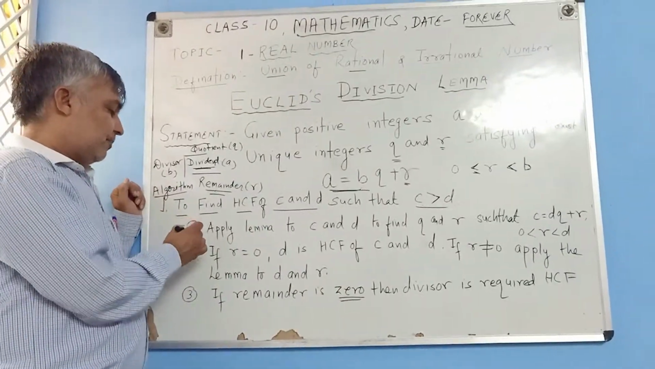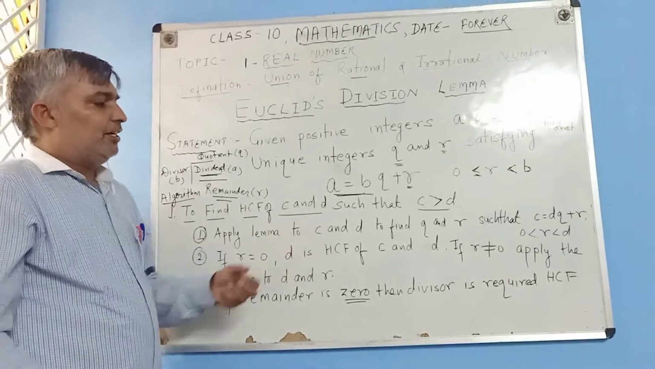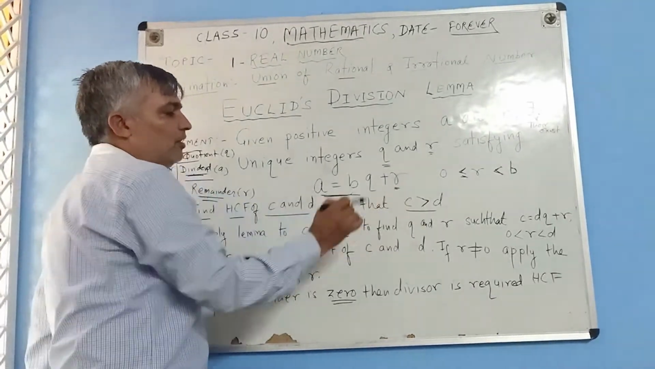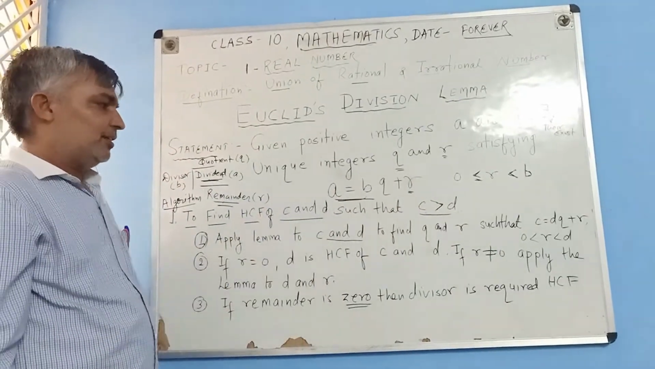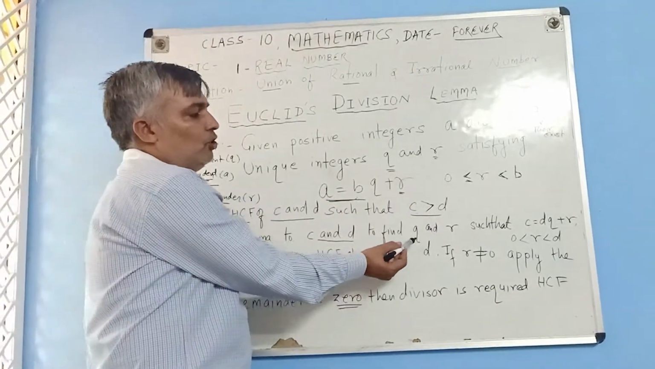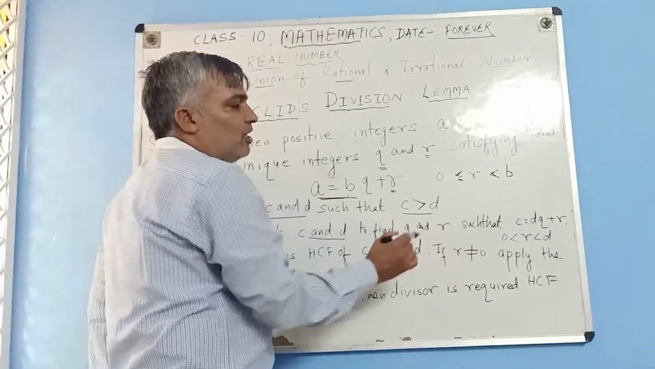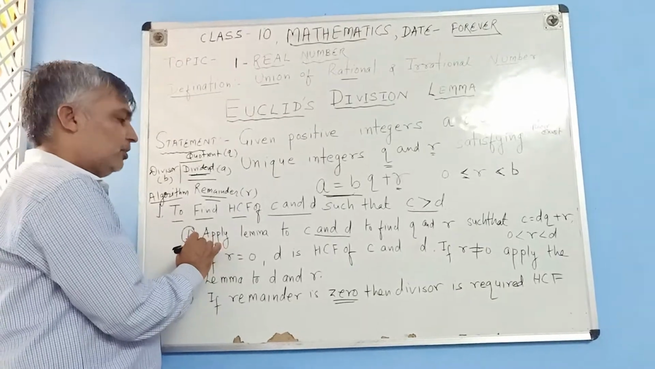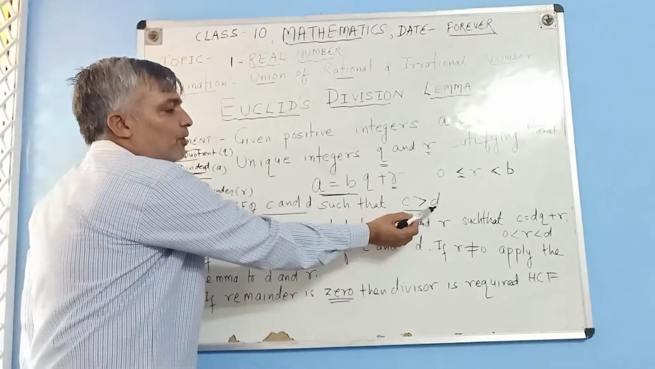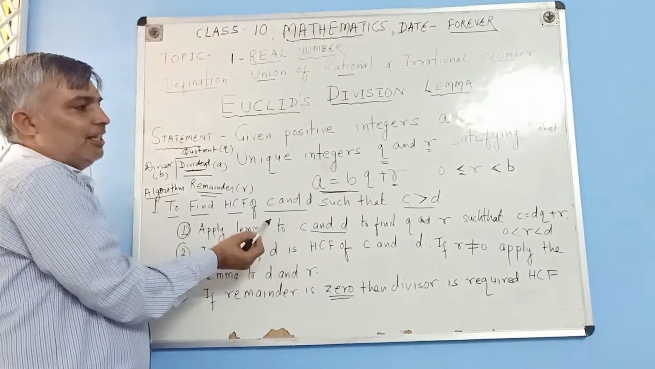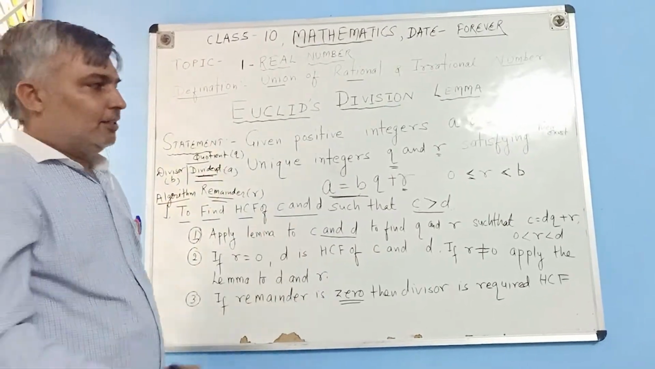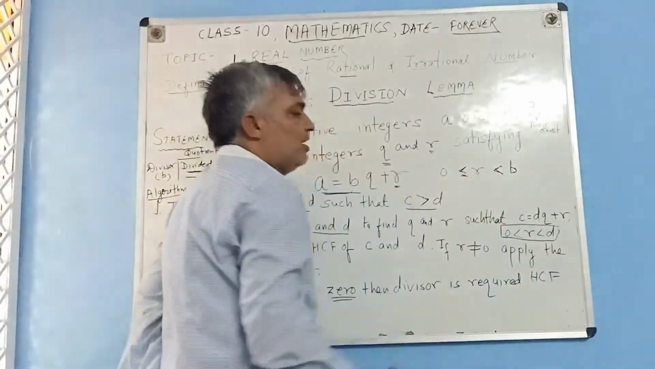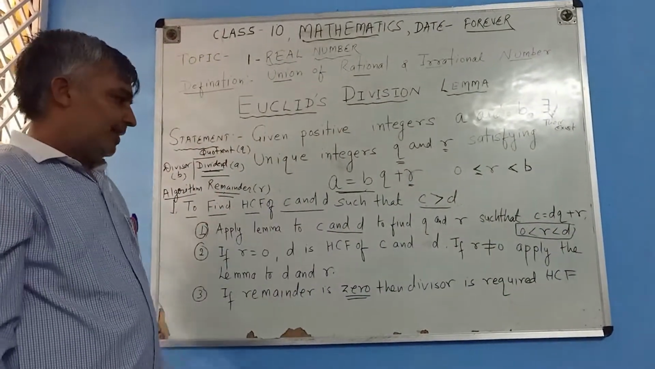So first step, apply the lemma to the given numbers C and D, where C is greater than D, to find q and r such that C equals Dq plus r. The first step is a very important step. First of all, we find which number is greater, then we apply this lemma to find q and r, such that r is greater than or equal to 0 and less than D.